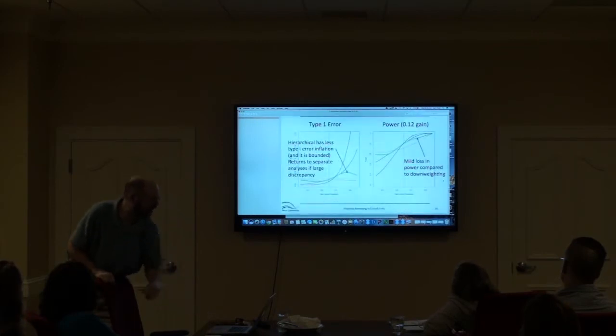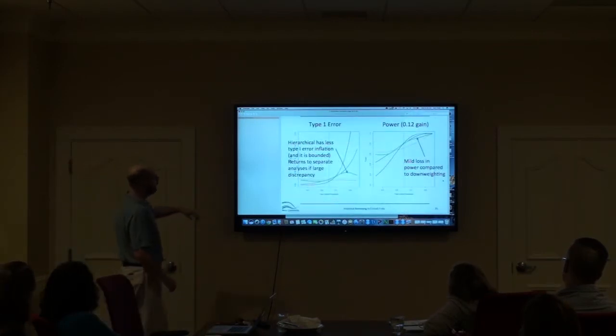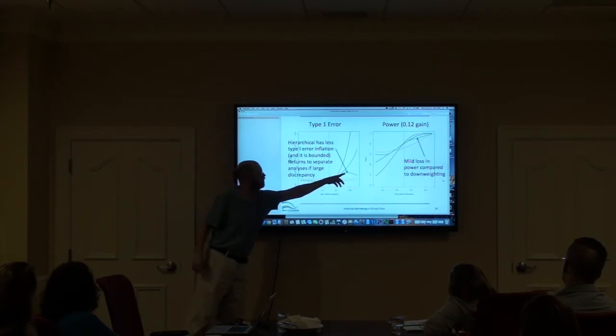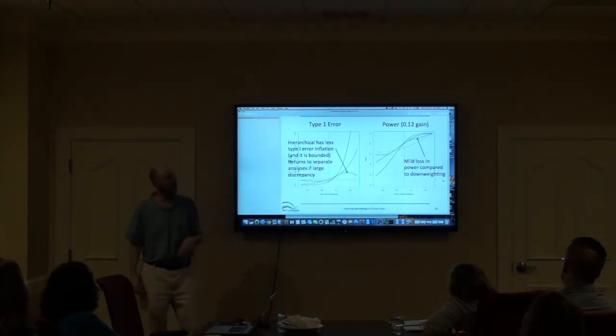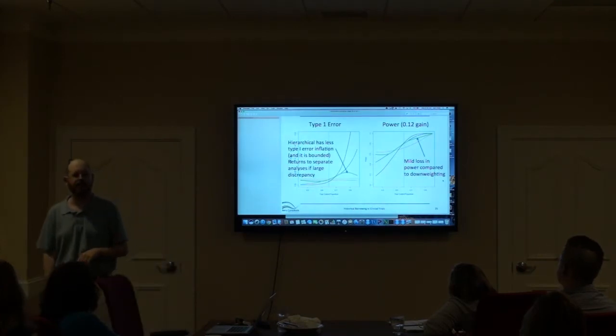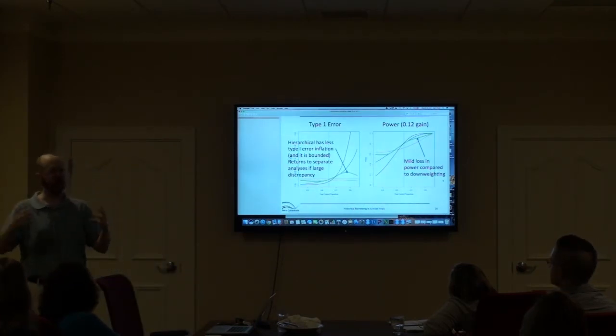Same kind of situation for type 1 error. We again get bounded. It's inflated, no question it's inflated, but it's bounded, and the power has the same kind of, we've mitigated the power risk. So this is a notion of trying to keep a lot of the benefits while mitigating some of the risks.